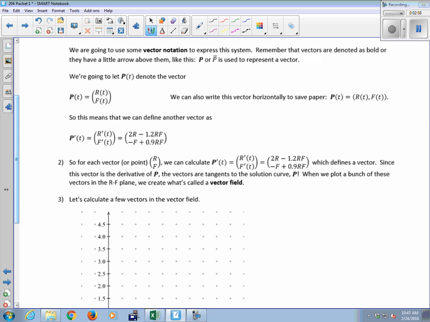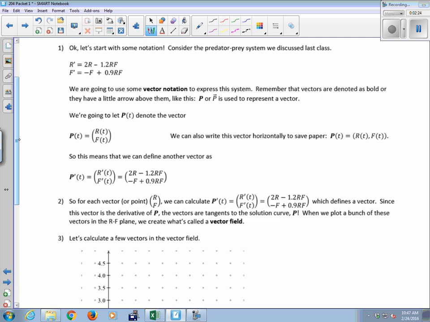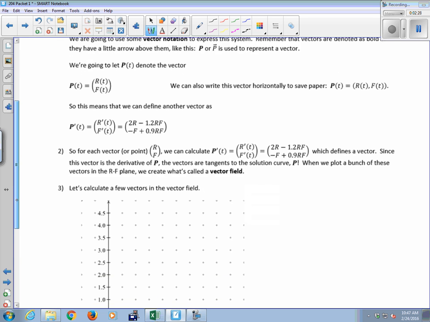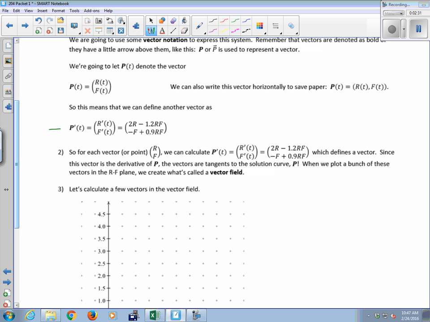So then we can define another vector, P prime, where the derivative of P is just the derivative of each entry. Okay, so R prime, F prime is 2r minus 1.2rf and negative f plus 0.9rf, right? Because that was my original system here. I was given R prime and F prime. So this is my system of differential equations. This is my solution, right? P of t is the solution. It's 2 functions, R of t and F of t.